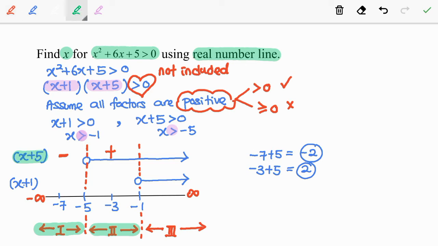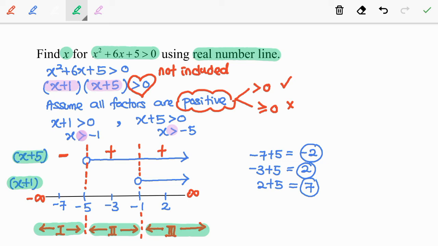And for the last intervals, the third one, so we can choose any number in these intervals. So for example, I choose number 2. Now substitute 2 into factors x plus 5. So we have 2 plus 5 is equal to 7. And this value is positive. So we put positive sign over here. Alright, so this is for the first factors. Now we proceed to another factor, that is x plus 1.